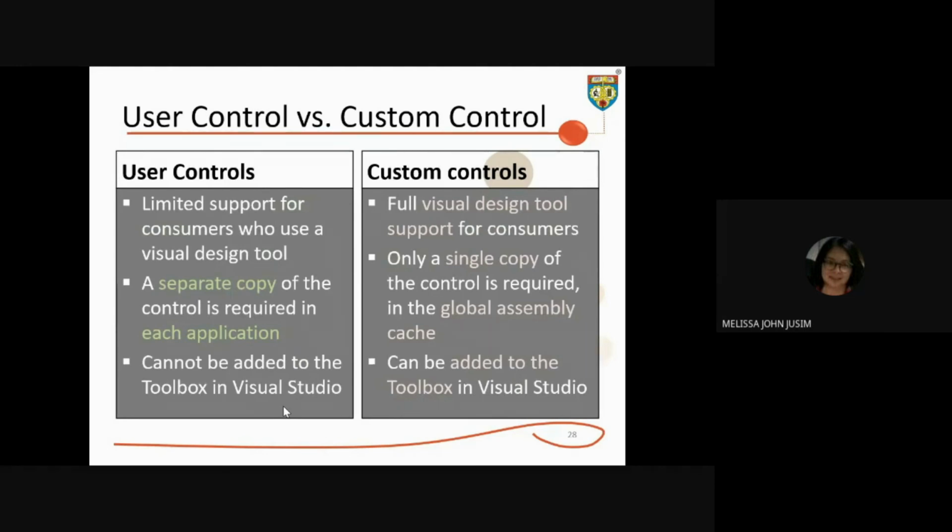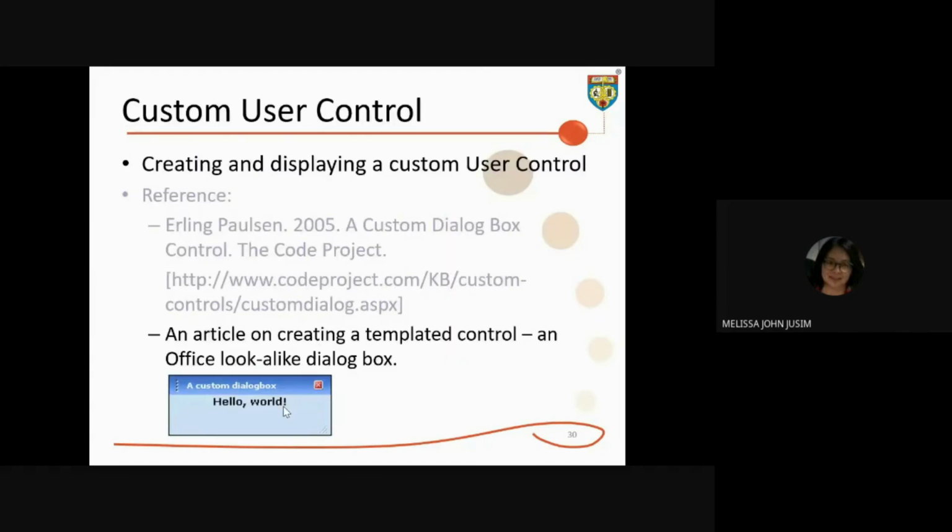Okay, and now take a look at the last one. We cannot add our user control to the toolbox in our Visual Studio, but for custom control, we can add our custom control that we have created to the toolbox in Visual Studio. That's the most obvious difference between these two. Okay, let me continue.